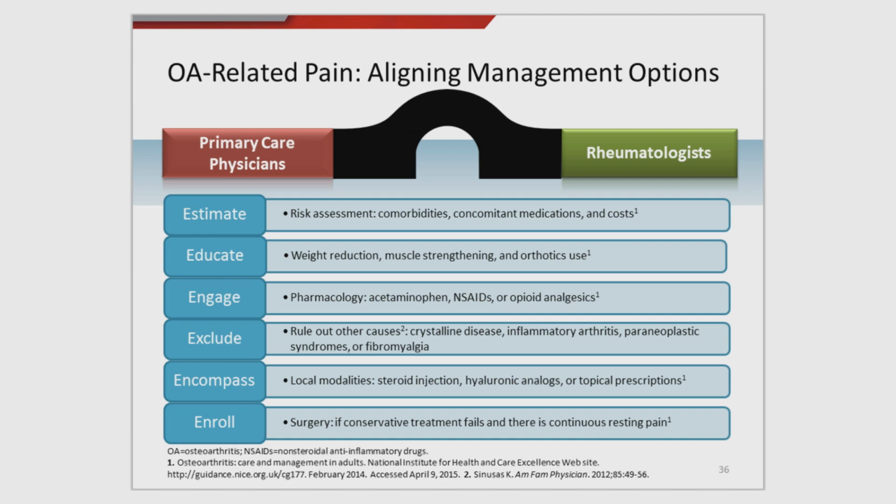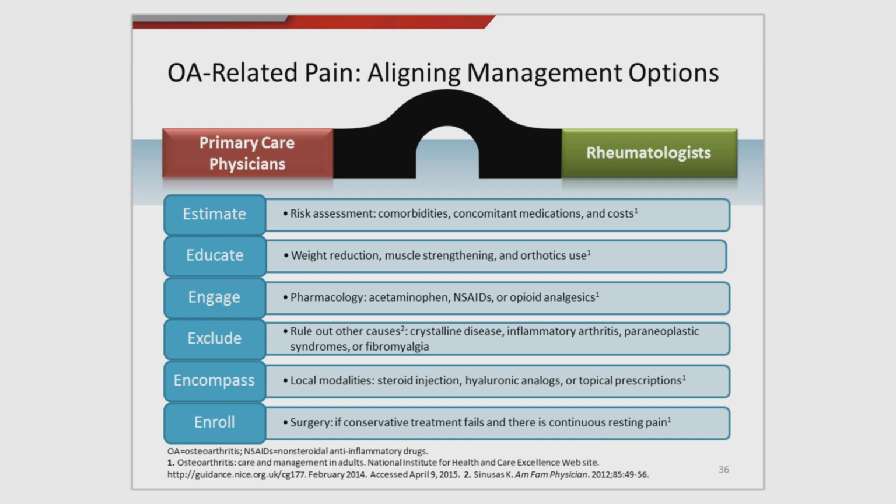We try to educate patients on weight reduction, muscle strengthening, and orthotic use, as Dr. Chappell mentioned earlier. The third thing is engaging, which means pharmacological therapy. As rheumatologists, we have to exclude any other causes. We have to make sure that we're not missing anything. Then we have to encompass all aspects.